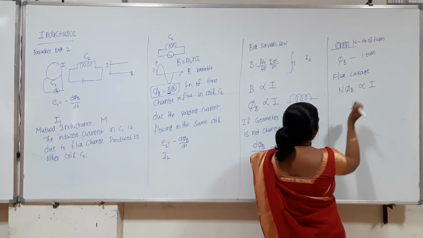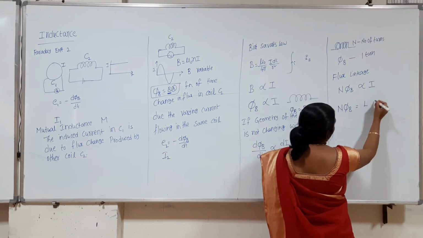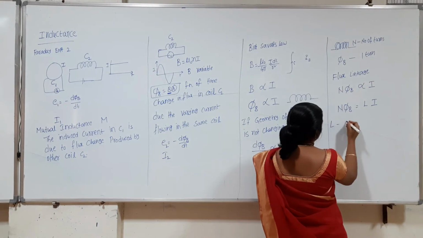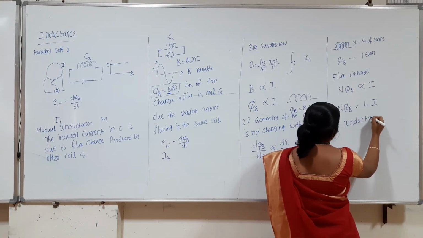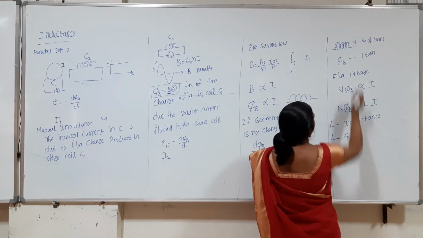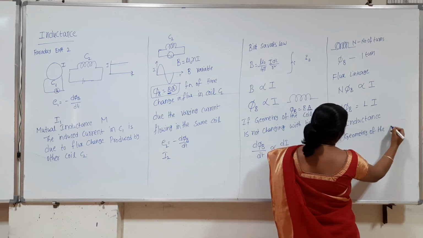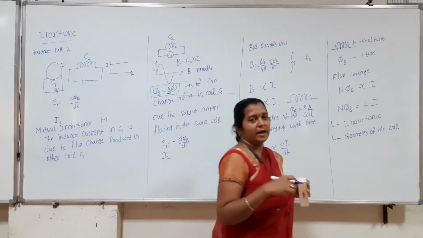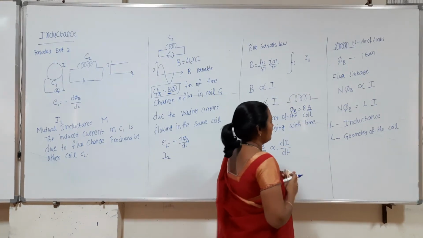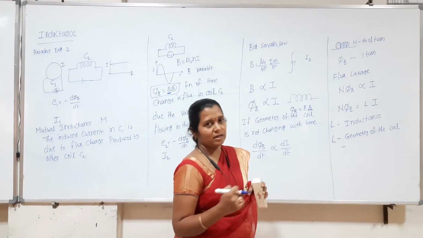Now, by removing this proportionality and introducing a proportionality constant, we get N phi B equals L into I, where this proportionality constant L is called inductance. This L depends on the geometry of the coil. That means it depends on the number of turns, the area of cross section, and the length of the coil. On all these factors this inductance, capital L, depends on the geometry of the coil, and it also depends on the intrinsic material properties.